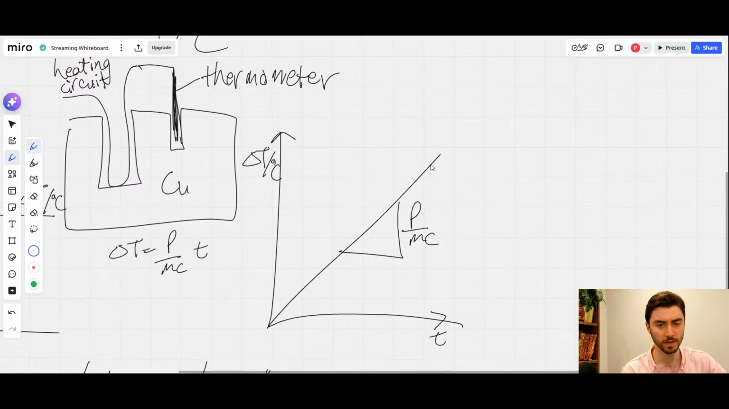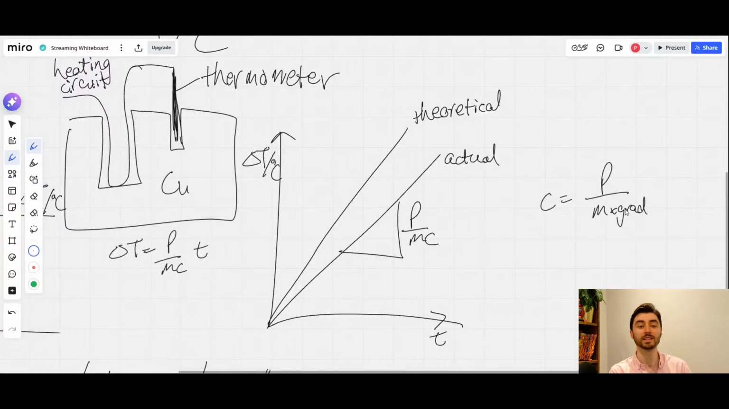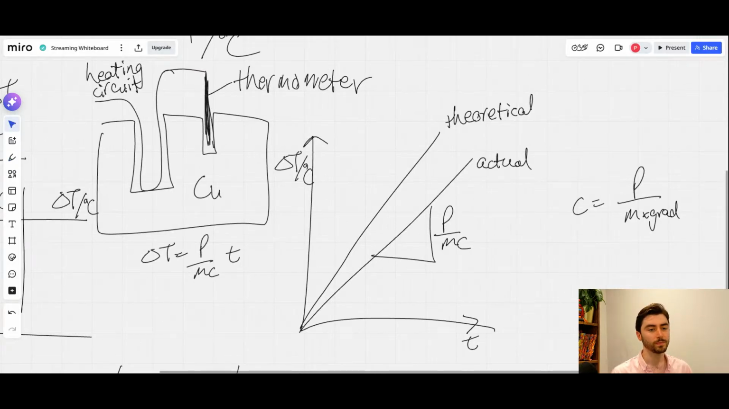So what would the true values be? These would be the actual. So the bigger that the specific heat capacity is, the smaller the gradient. So this would be theoretical. And we know from here that C is equal to P over M times gradient. So if the theoretical is gradient, then theoretically it should be smaller than what you measure. So you predict the specific heat capacity is higher. Is that true? Yeah, something like that.